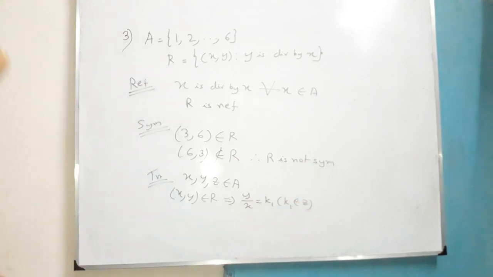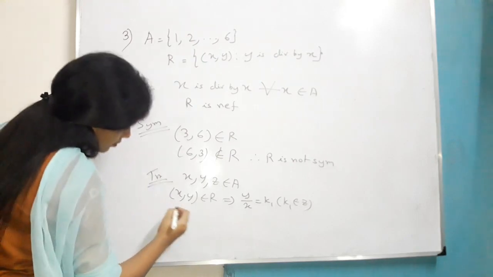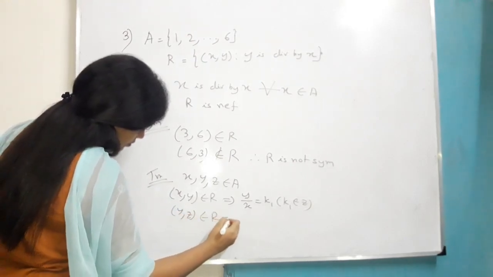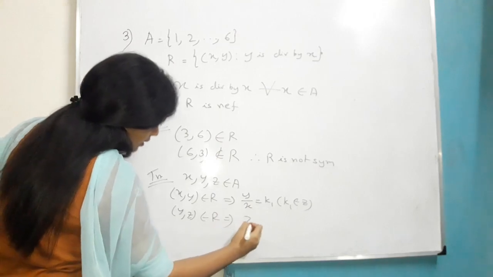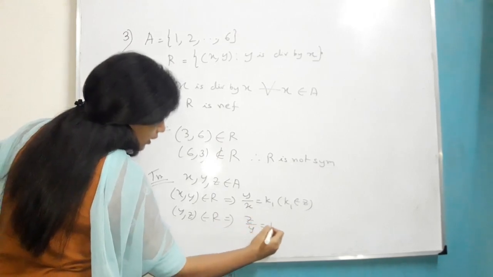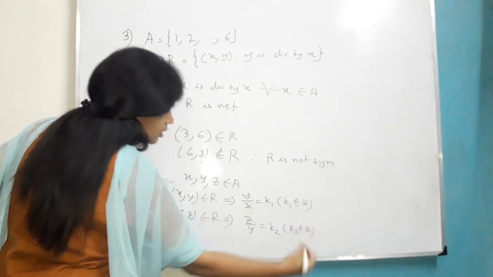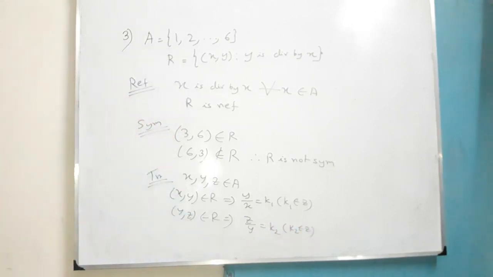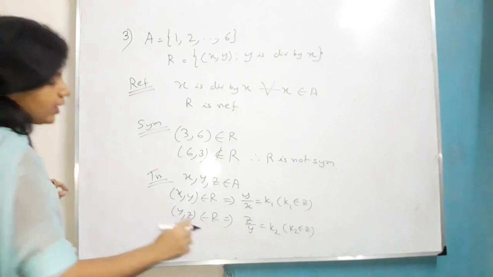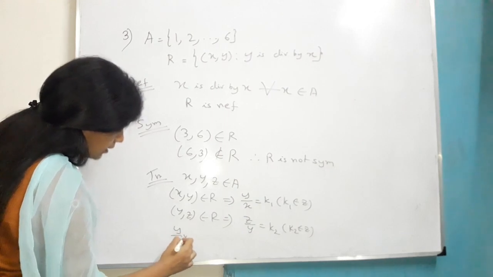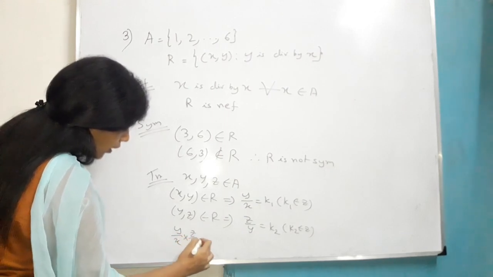Now next, if (y, z) belongs to R, that means z by y equals, we can write, k2. k2 also belongs to Z. Now we have to check whether (x, z) belongs to R or not. That's why I will multiply both of them: y by x into z by y.